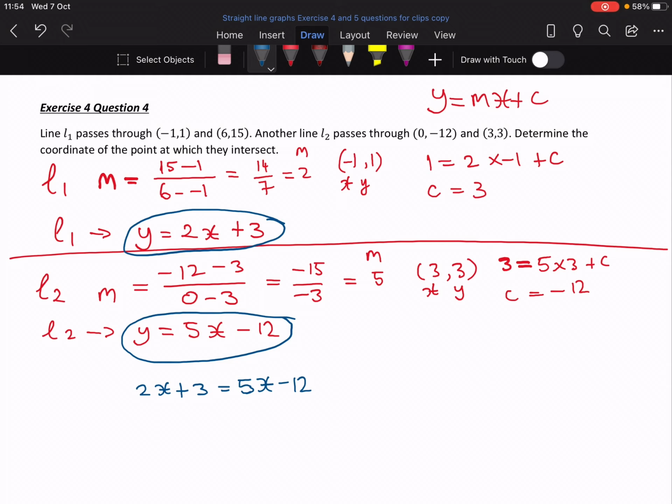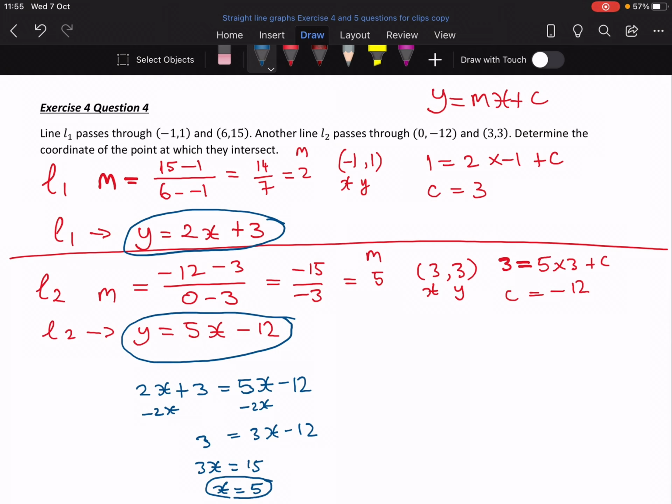I'm going to take 2x from both sides, and 3 is equal to 3x - 12. I'm going to add 12 to both sides. So 3x equals 15. And I'm going to divide both sides by 3, and I'm getting that x equals 5. So that's my x coordinate of the point of intersection.